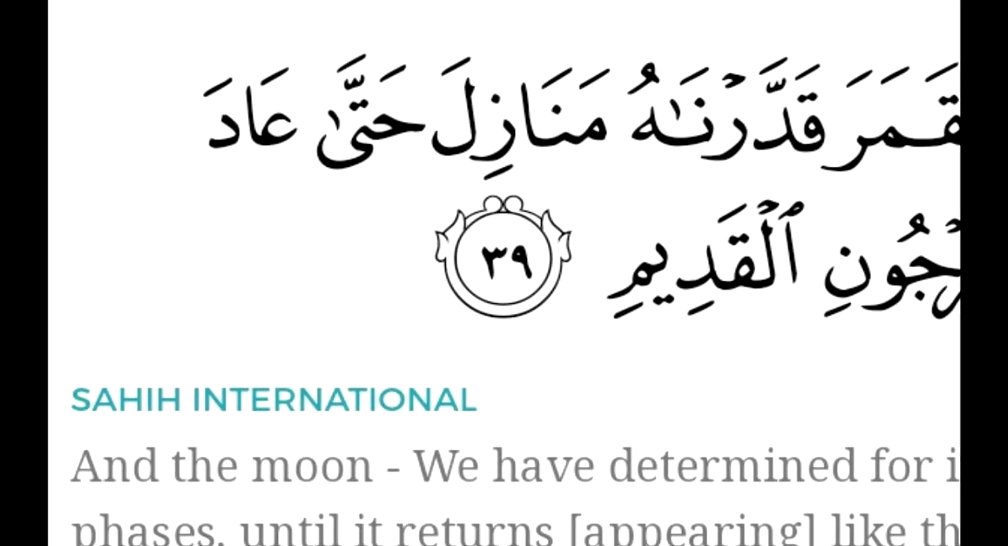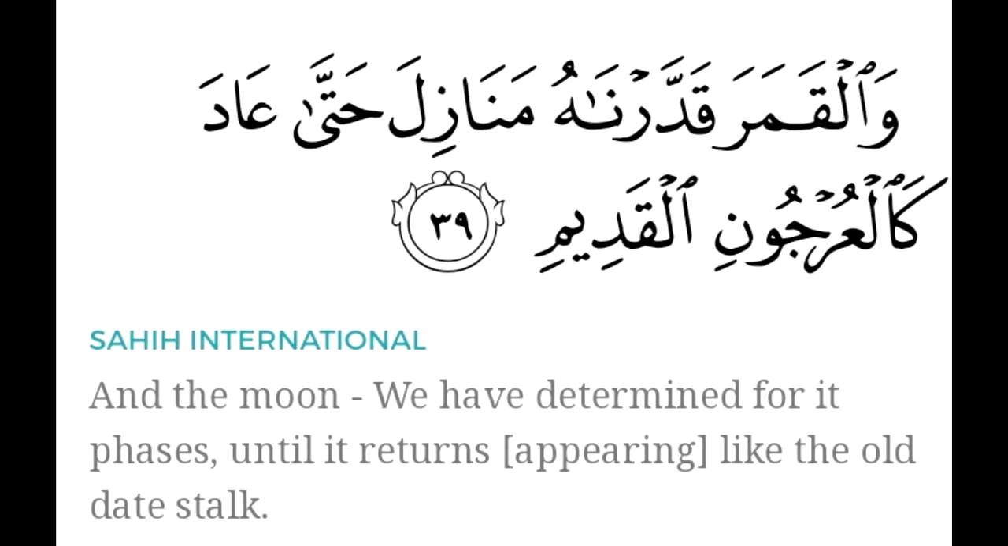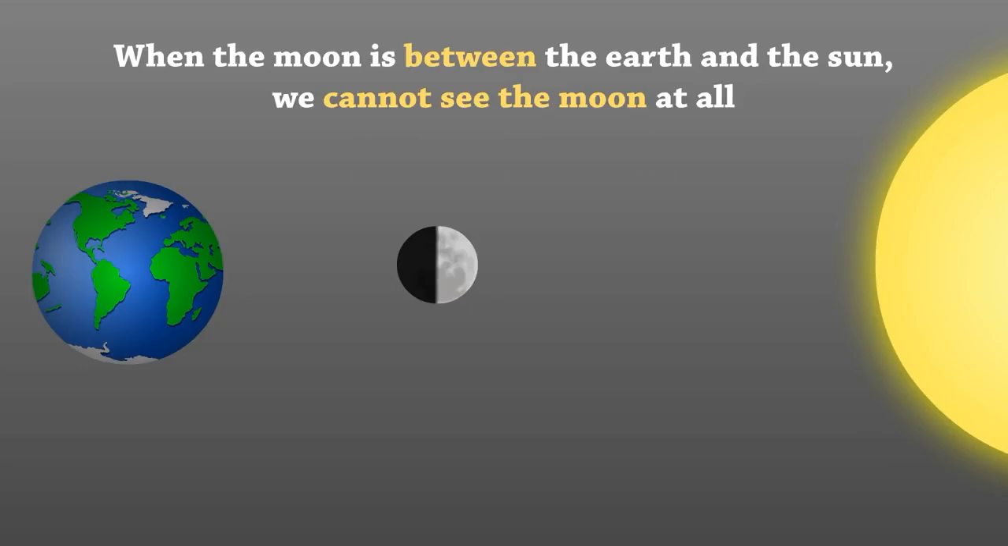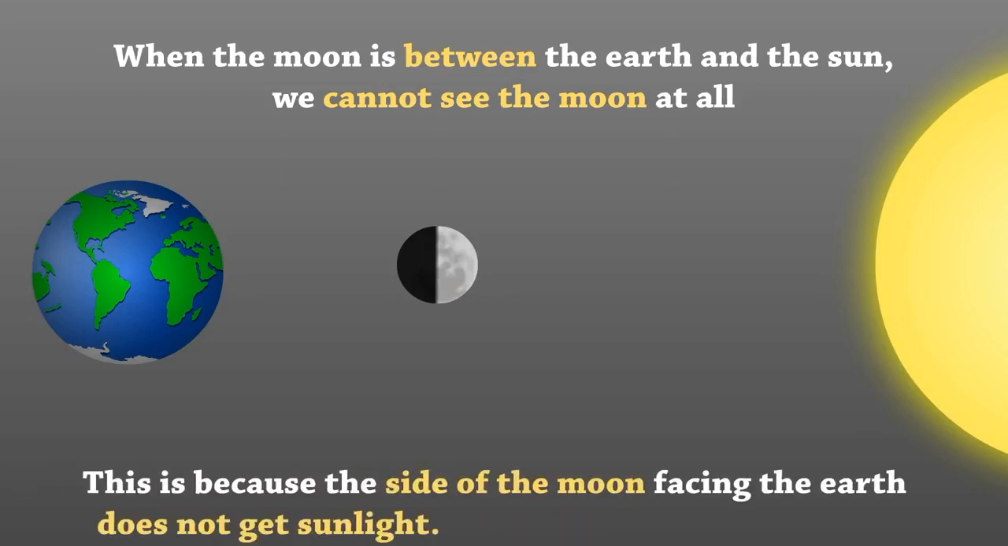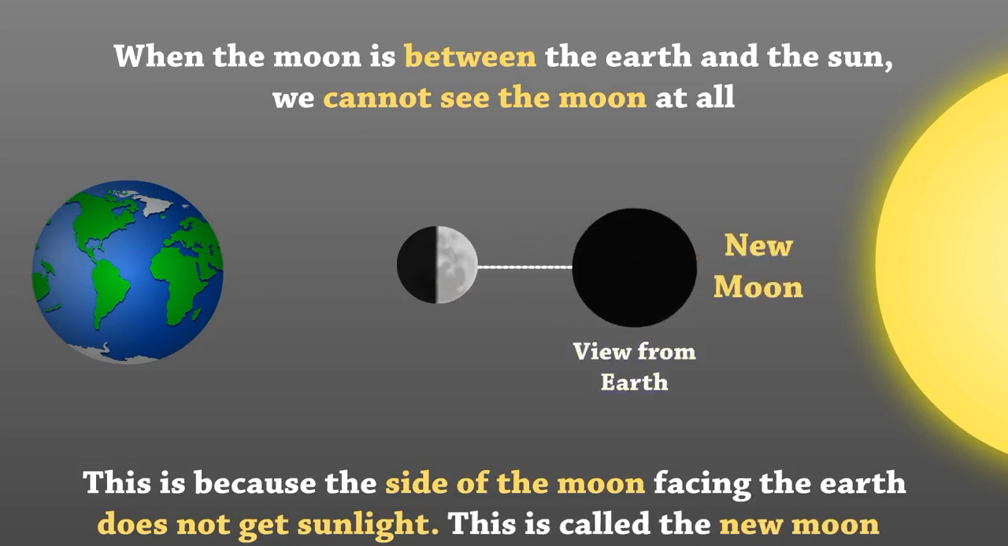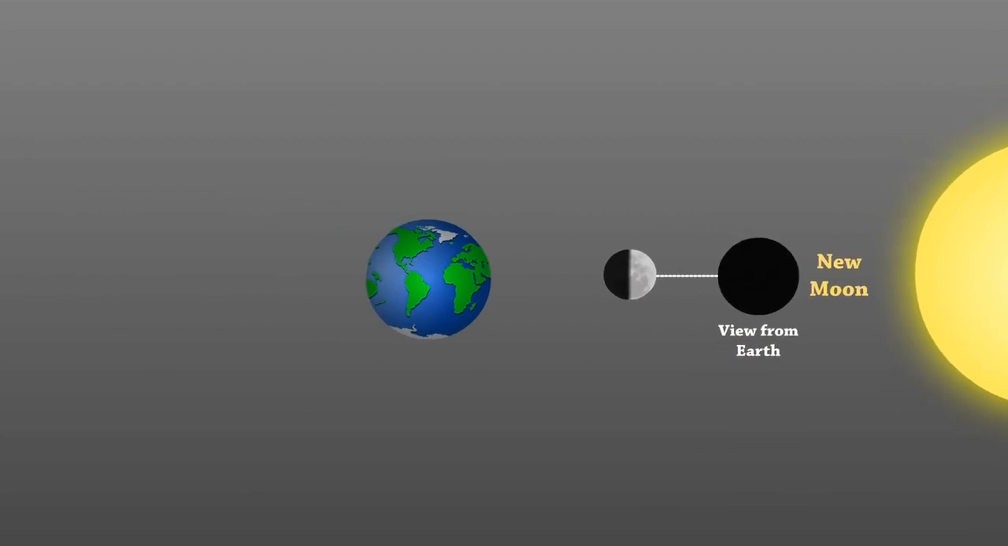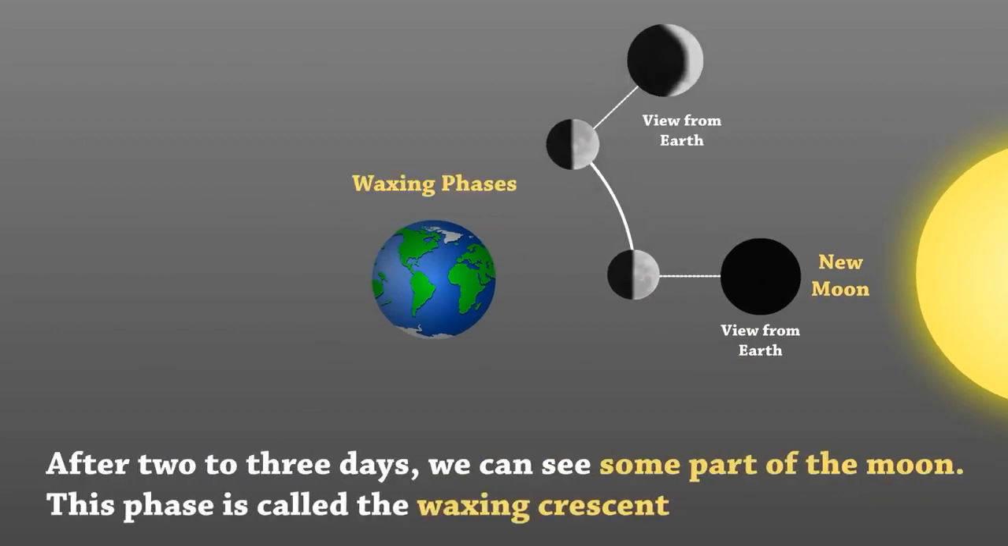In Surah Yasin verse 39: "And the moon, We have determined for it phases until it returns appearing like the old dry stalk." In that ayah, it is stated that the moon has its phases, and all of that depends on how much of it you can see facing the sun, because the sun's light reflects off the moon, enabling you to see the moon's shape. When the moon is full or new, the gravitational pulls of the moon and sun are combined. At this time, the high tides are very high and the low tides are very low. This is also known as a spring tide.